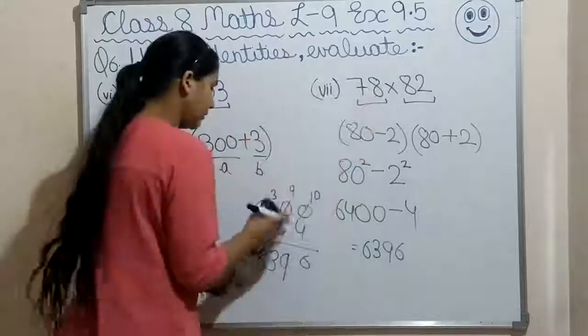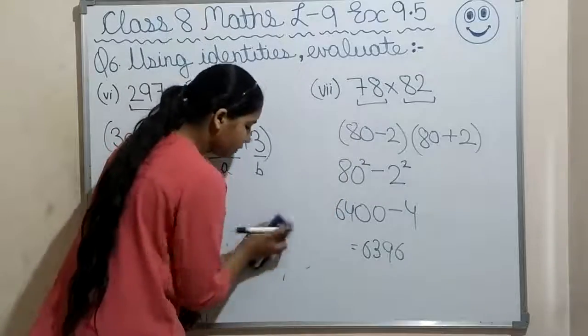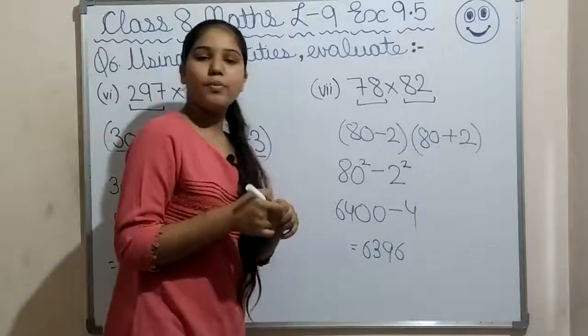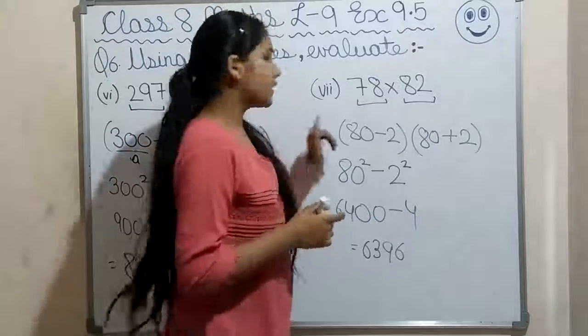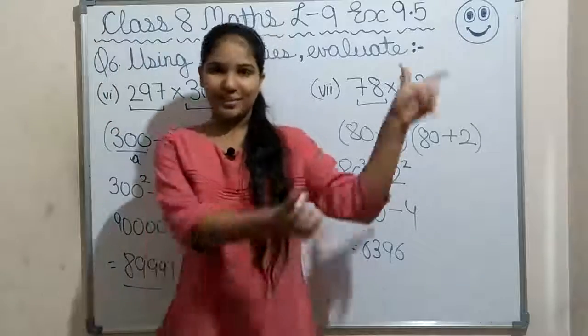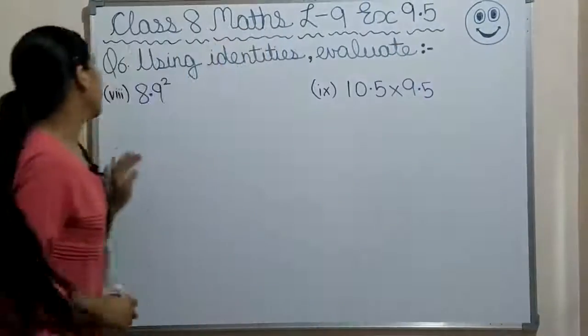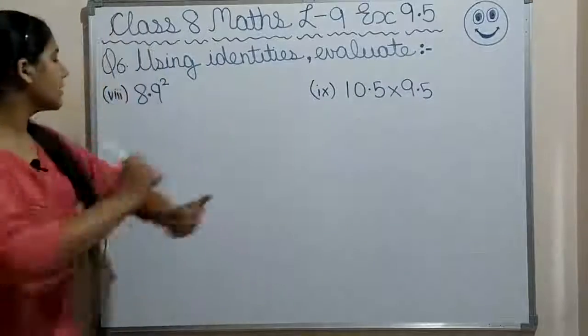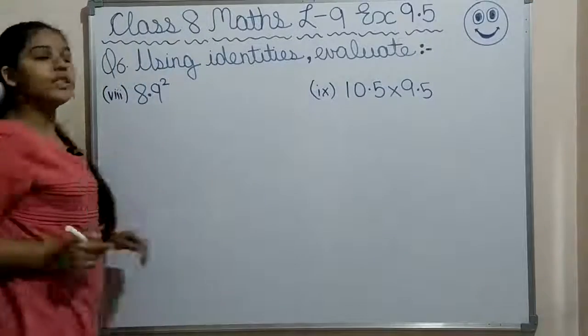6396 is the answer. I hope that you understood what I told you. Parts 6 and 7 are done, so two parts remain: 8 and 9. Let's come to the 8th part. Here is the last part, 8 and 9. So let's do this, part 8: 8.9 squared.